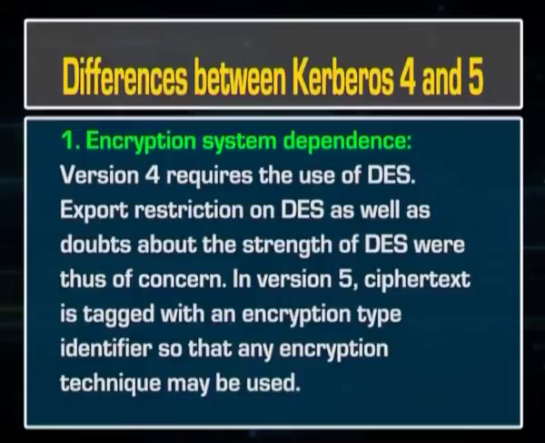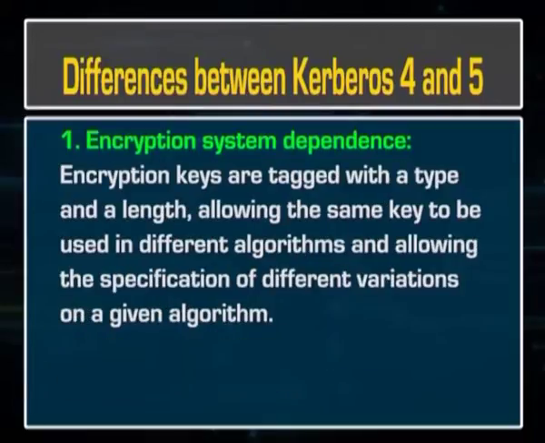In version 5, ciphertext is tagged with an encryption type identifier so that any encryption technique may be used. Encryption keys are tagged with a type and a length, allowing the same key to be used in different algorithms and allowing the specification of different variations on a given algorithm.